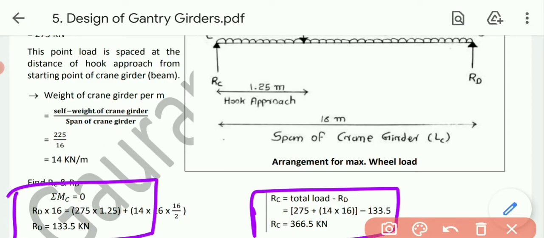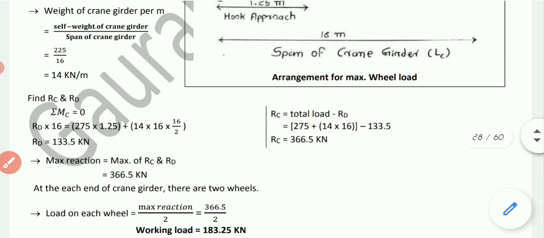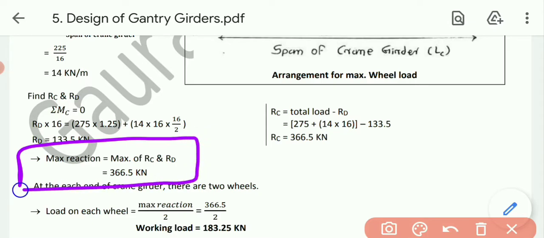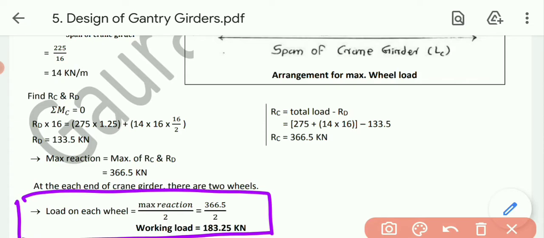and we have already got the answer of RD, that is 133.5. So let's find the maximum reaction out of these two. Obviously the maximum will be 366.5. So the maximum reaction is 366.5. Now at each end of the crane girder there are two wheels. So the load on each wheel will be this reaction divided by 2, that is 183.5.